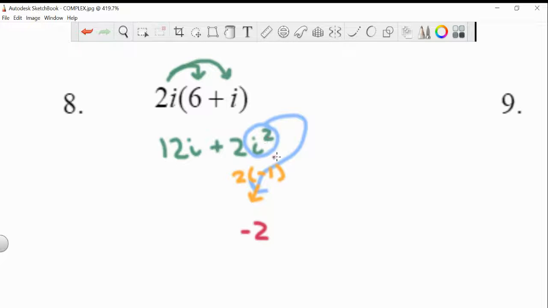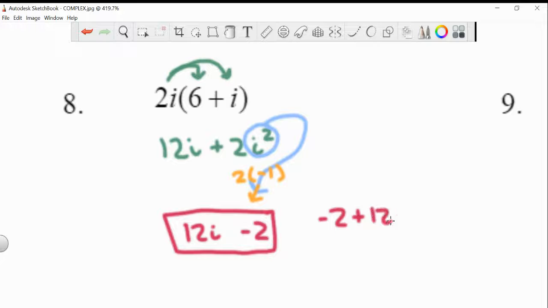Okay, your i squared will take whatever number you have and it will just turn it negative because i squared is a -1. So final answer, 12i minus 2. Or if your teacher's picky, maybe you need to do -2 plus 12i. But it's all the same thing.